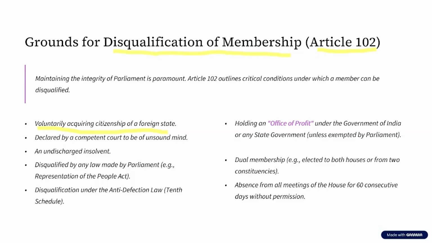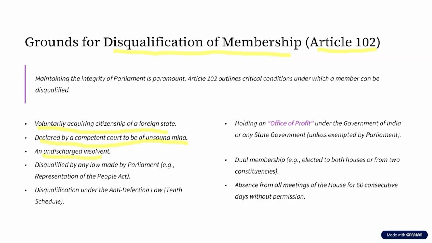Next, declared by a competent court to be of unsound mind. Now, what is this unsound mind? It means if that person is mentally unstable. If a person is mentally unstable, it means that this person, being a representative of the people, will not be able to take decisions in the interest of the people. When that is the case, the court can declare this person to be of unsound mind and he can also be disqualified.